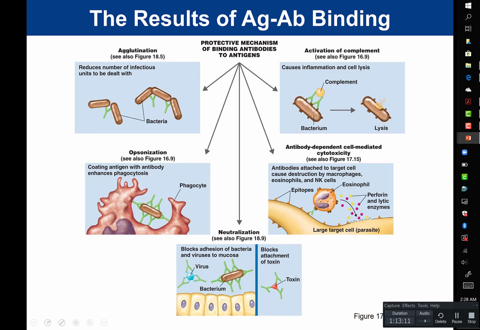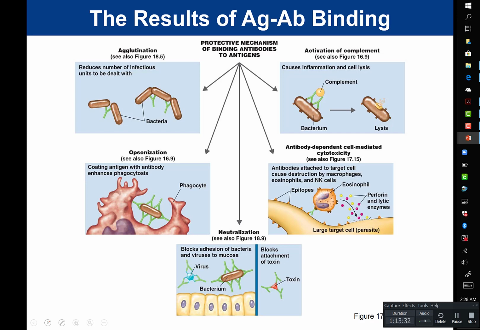So what is the purpose of the antibody? What does the antibody even do to help fight off foreign invaders? And so there are five main purposes of the antibody. There are 5 things that antibodies do to protect the body.